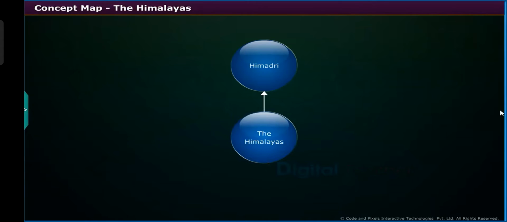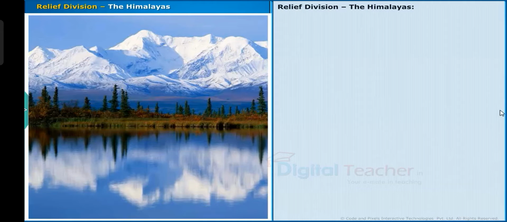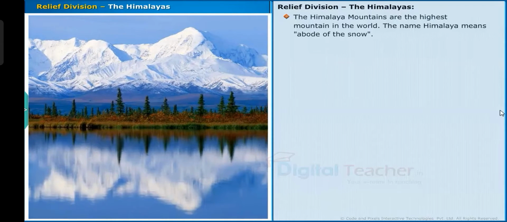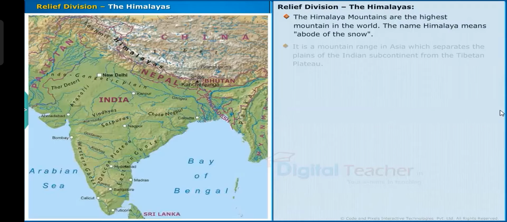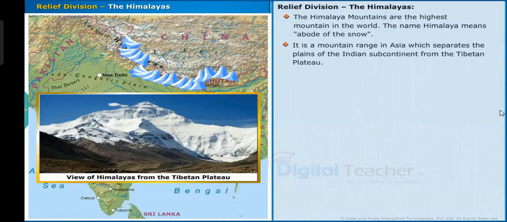Let us now look at the concept map of the Himalayas. Now let us study about the relief division, the Himalayas, in detail. The Himalaya mountains are the highest mountain in the world. The name Himalaya means abode of the snow. It is a mountain range in Asia which separates the plains of the Indian subcontinent from the Tibetan plateau.